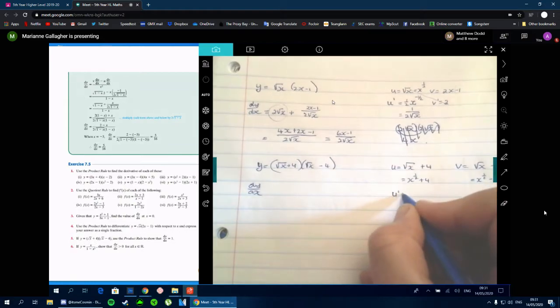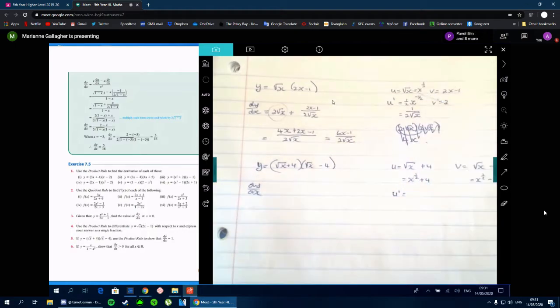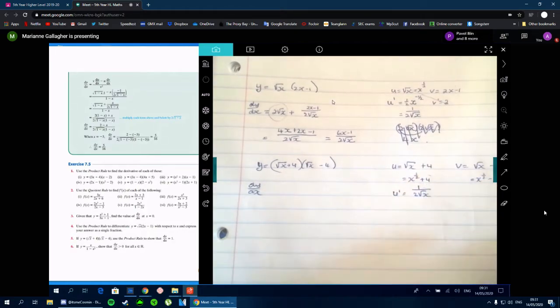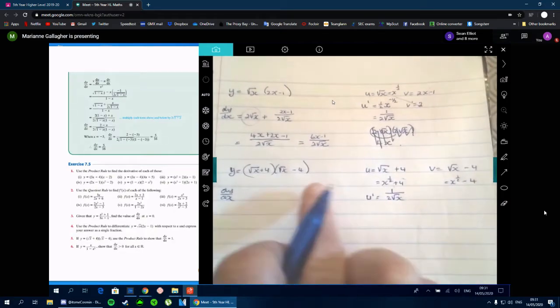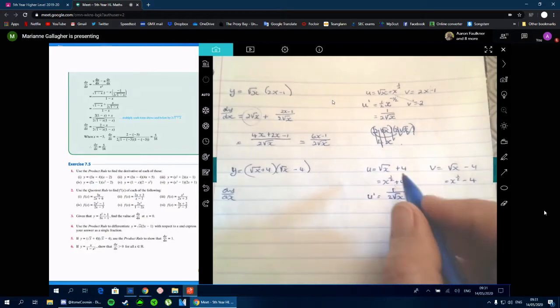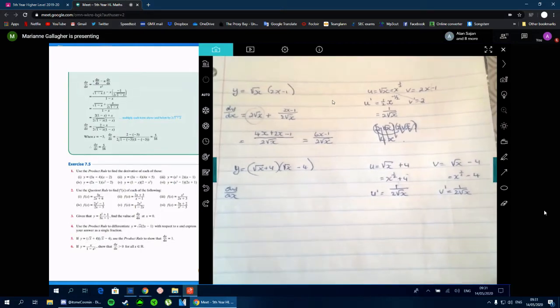So u prime is, and I could go through the whole thing here. It's the same as we just did here. So it's 1 over 2 root x. Okay, the 4 is constant, so its slope is 0. A constant line is horizontal, so its slope, or its dy dx, its rate of change is 0. And then the same here, I've got 1 over 2 root x for v prime. Is that okay?